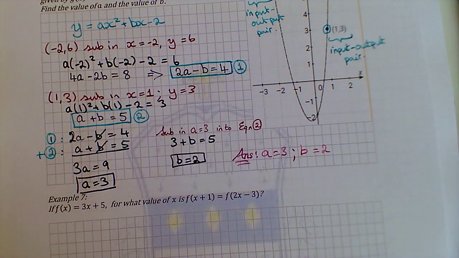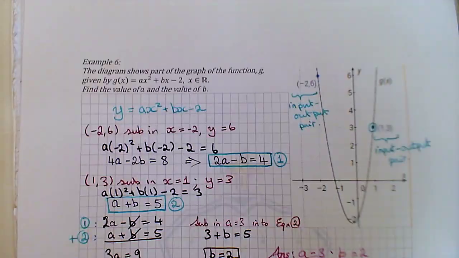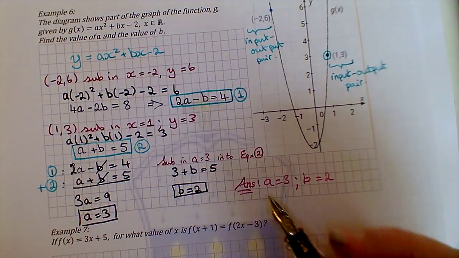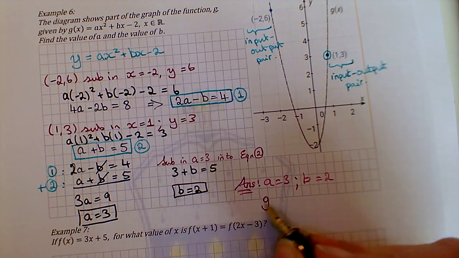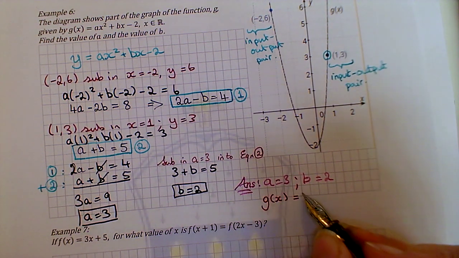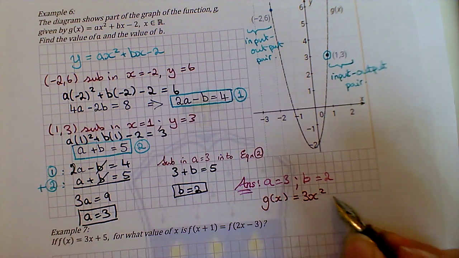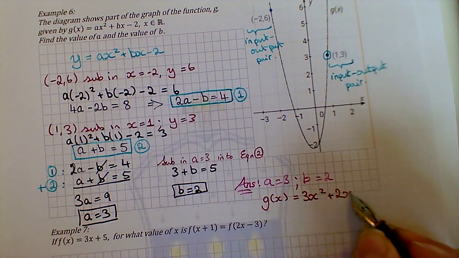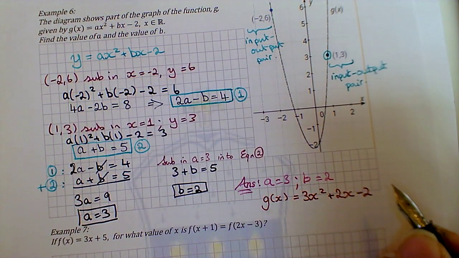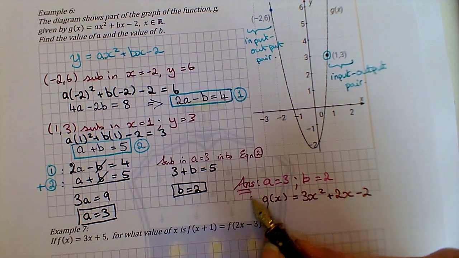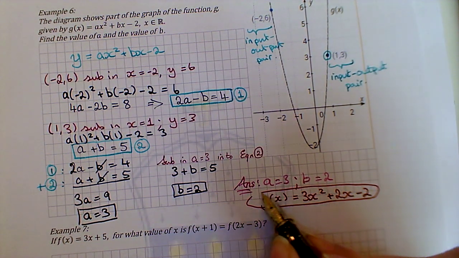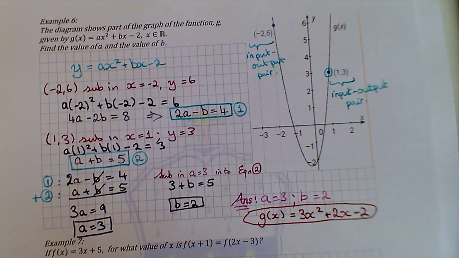Now, if there was going to be any follow-on questions, I'd want to put that information back into my formula, that g of x or y is equal to ax squared plus bx minus 2. We weren't asked for it in this question, but it's a good habit to get into.